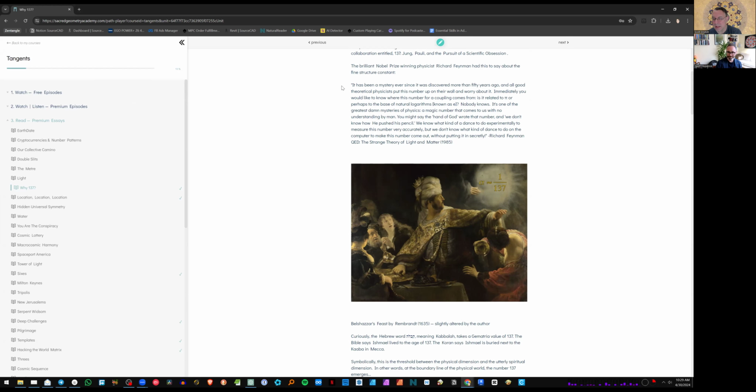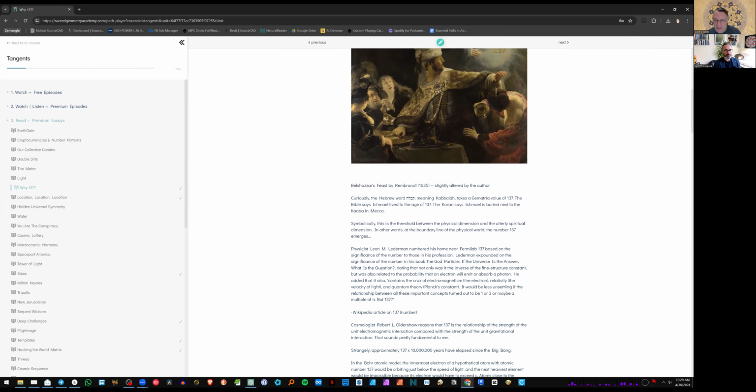And so I altered this Rembrandt painting of Belshazzar's feast to show alpha is approximately equal to 1 over 137. That's the fine structure constant, approximately. And so he's looking at the hand of God writing this number down. That's my little pun, I guess.